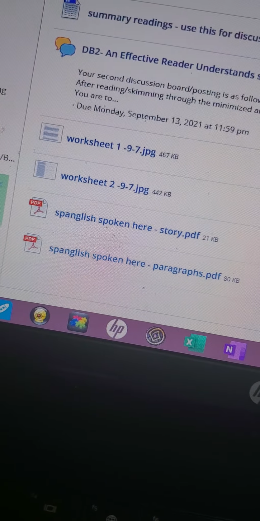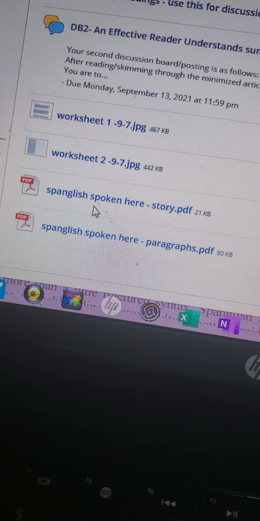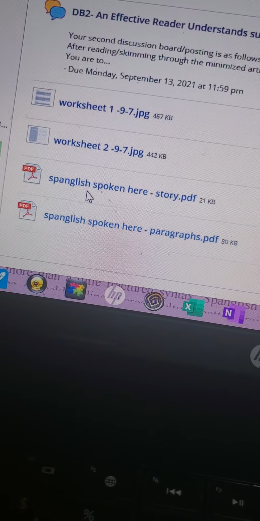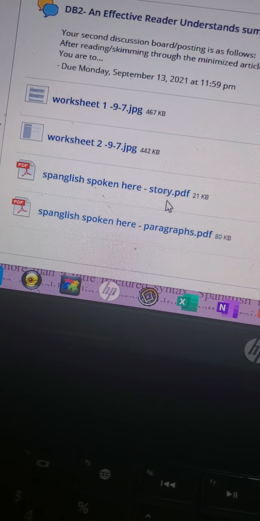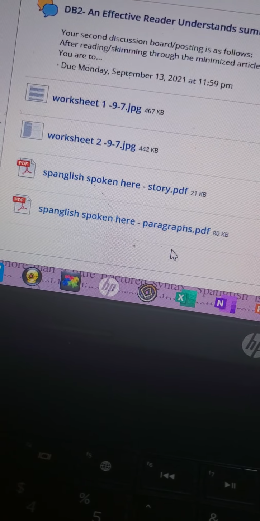Those two worksheets can be found right here: worksheet number 1 and worksheet number 2. Notice that when it's a text, it's longer. So this is an actual text that we read in class. It's called "Spanglish Is Spoken Here," the story, as well as the Spanglish paragraphs. It does the same thing.